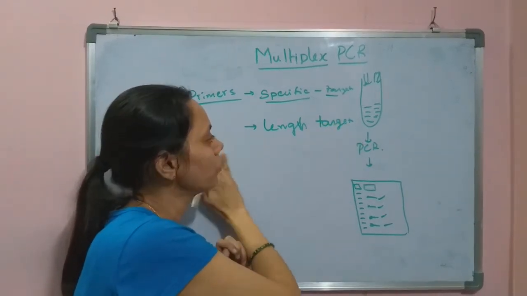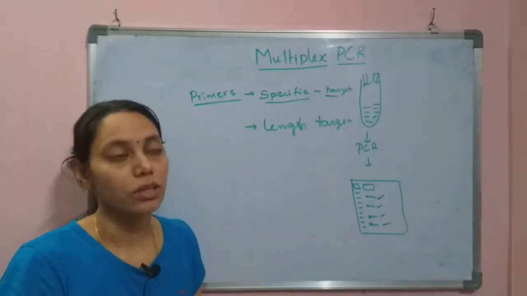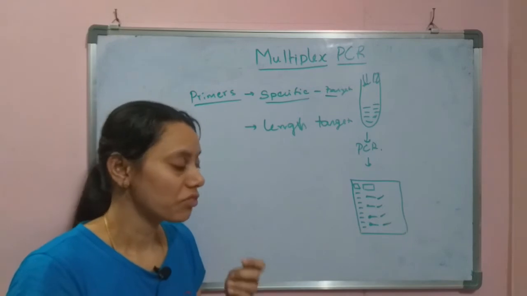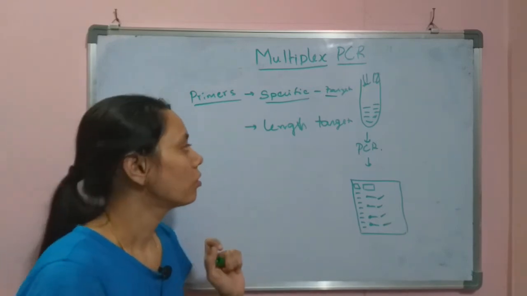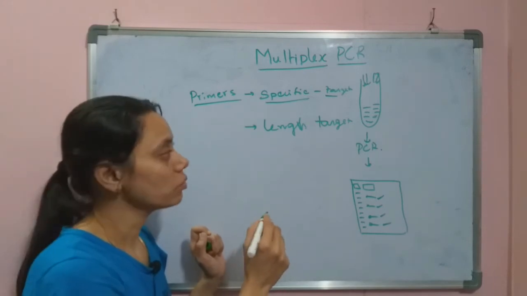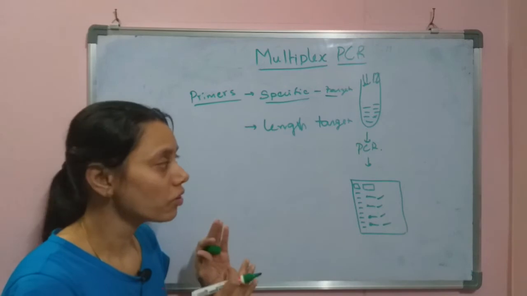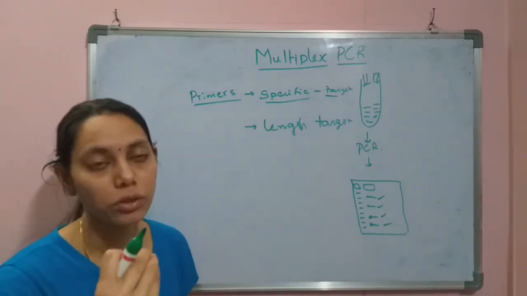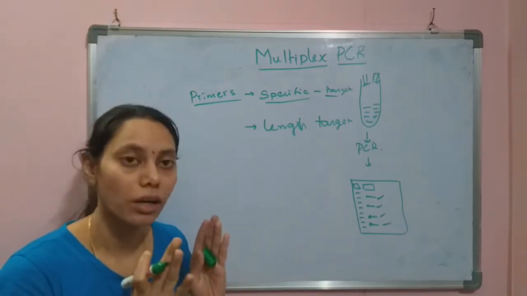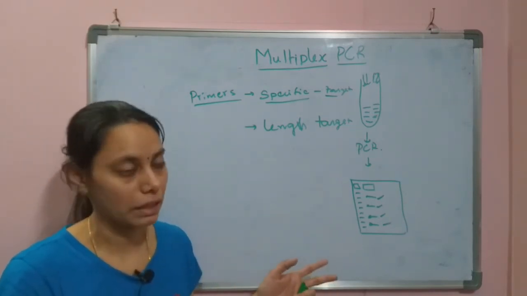So we need to select the length of the target as well. Basically, if the length of the target is very much varying, that means for a single primer we need to design primers according to such demands. So these primers will go to the sequences which do not differ very much in their lengths.